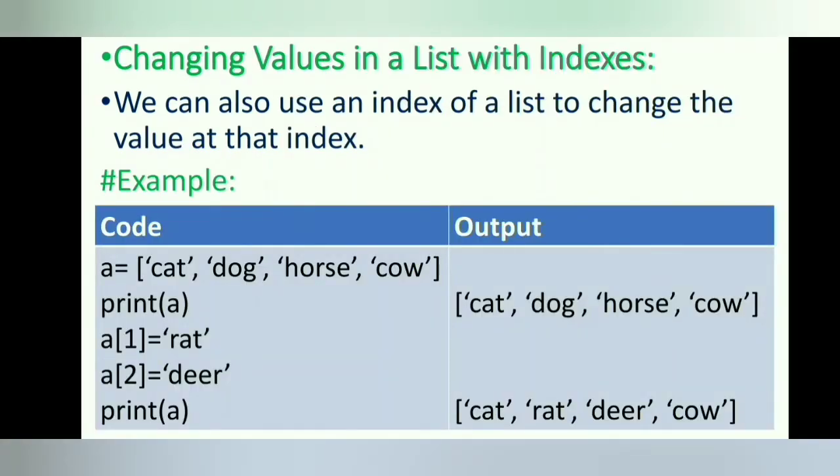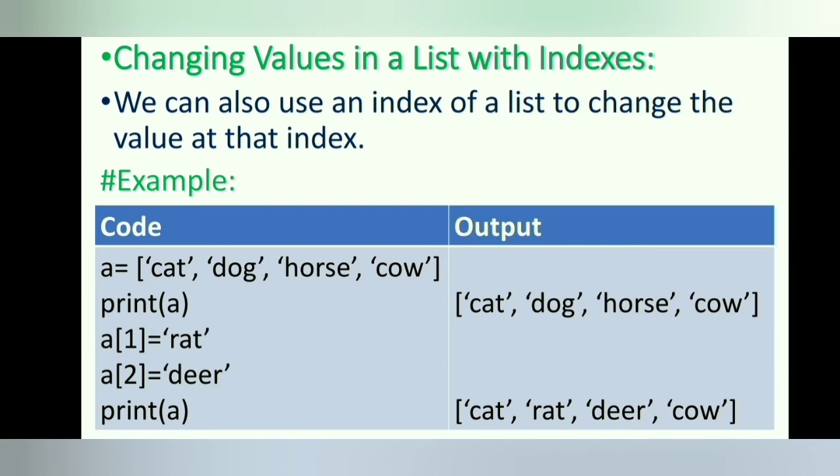Changing values in a list with indexes. We can also use an index of a list to change the value at that index. Example. In this example, a list is assigned to the variable a. The following statement, print a, will display the list cat, dog, horse and cow.